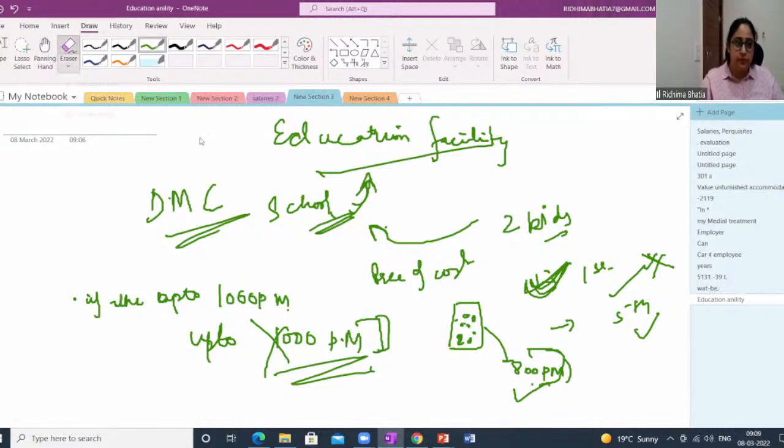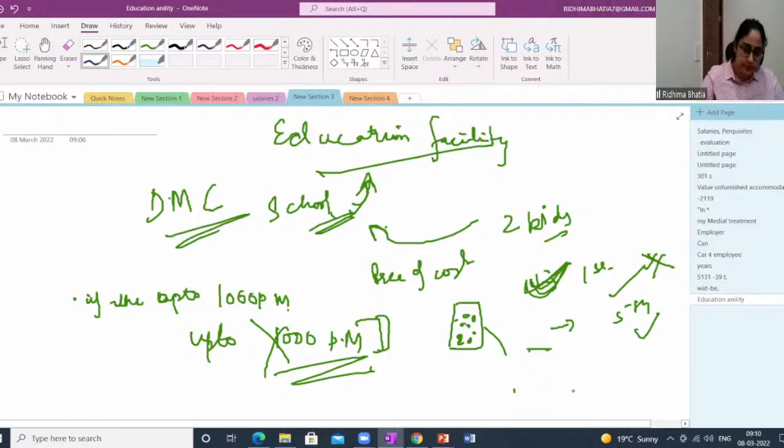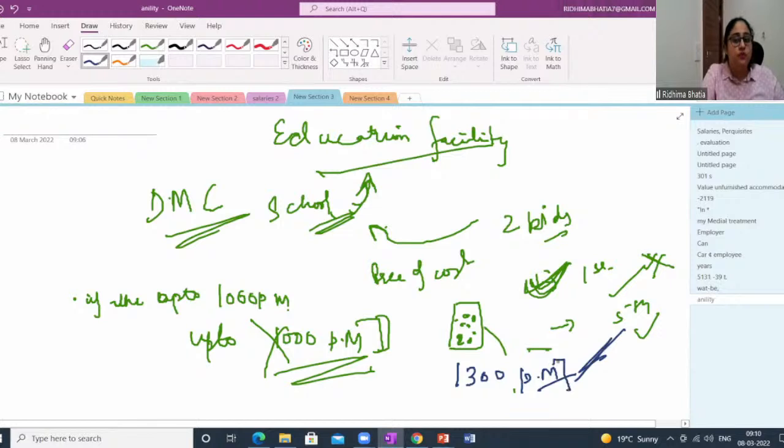But what if, instead of this 800 per month, the actual school fees from other students is 1,300 per month for a 5th standard student. So now, since the education facility provided to the children of an employee in a school maintained by the employer is more than 1,000 per month, then the full amount would be taxable as perquisite. That is, 1,300 per month would be taxable as perquisite for 5th standard students.